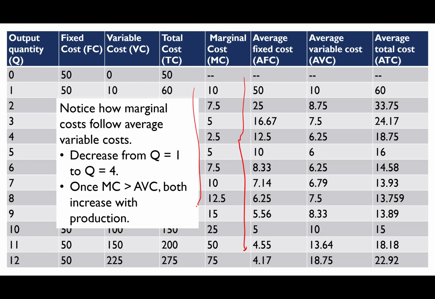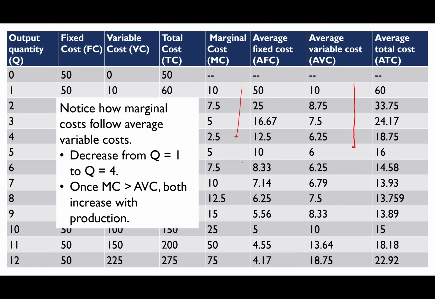Okay. Next, we want to start thinking about the relationship between average costs and marginal costs. So this is what this pop-up is now drawing our attention to. Marginal costs are following average variable costs. They both decrease from producing 1 pair of shoes to producing 4, right?